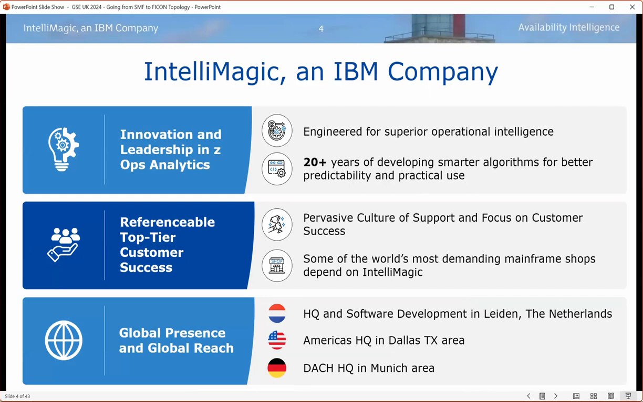Our headquarters are based in the Netherlands, in a beautiful university city called Leiden. And we have offices in the United States, in Texas, and also in the German area, in the Munich area, looking after the German-speaking countries. As you can probably see on the top line, it says IntelliMagic, an IBM company. That's a very recent change. So we are now part of IBM, and we're all looking forward to seeing how things move together and how we can enhance what we do and make our customers happy.